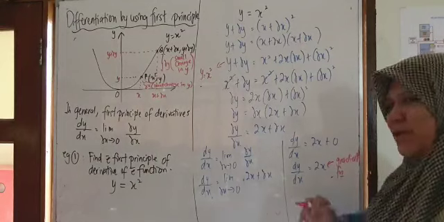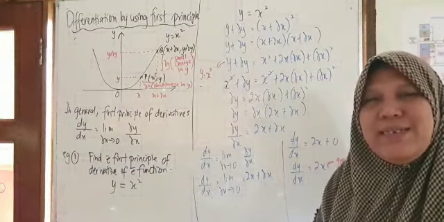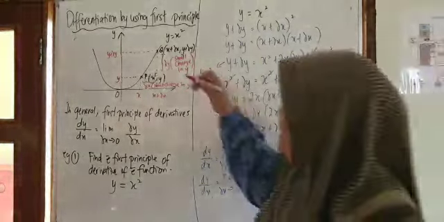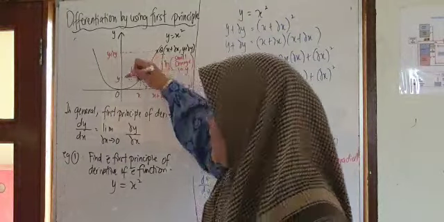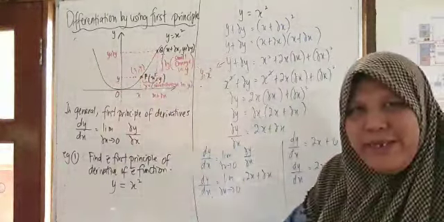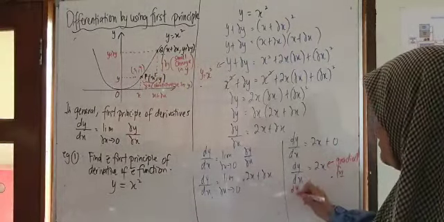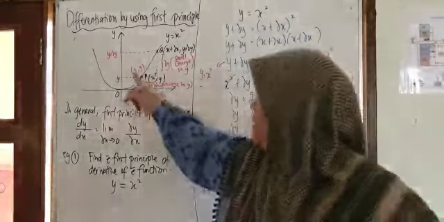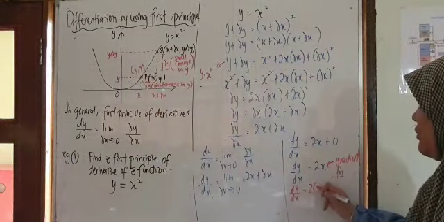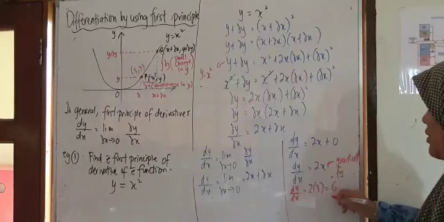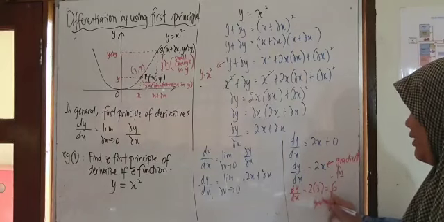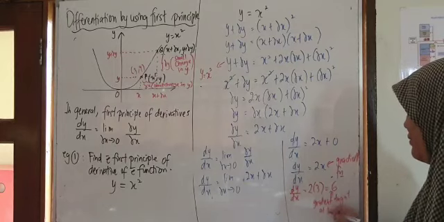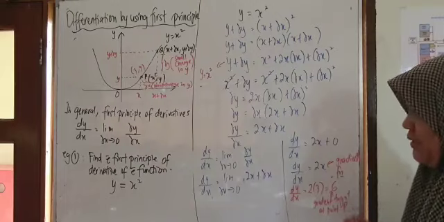But what if I ask, what is the gradient of the tangent at point P? So let's say our point P here is 3, as before. So what is the gradient? When we talk about gradient, we need to have the value of x. So our point P is 3. So just substitute 2 times 3, so 6. So 6 is the gradient of the tangent at point P. Okay?